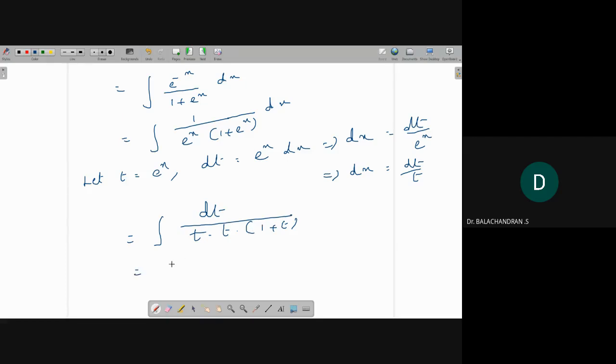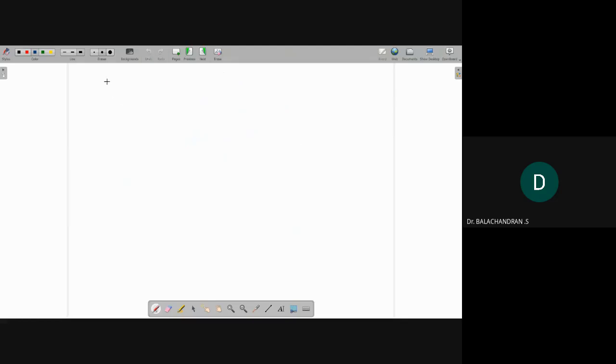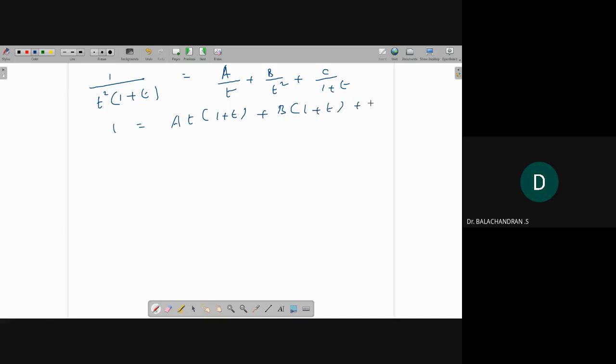Okay. So this is equal to integral dt by t square into 1 plus t. So now using partial fractions, split the function 1 by t square into 1 plus t, which is equal to a by t plus b by t square plus c by 1 plus t. So now, multiplying throughout by t square into 1 plus t, you will get 1 equal to a into t into 1 plus t, plus b into 1 plus t, plus c into t square.